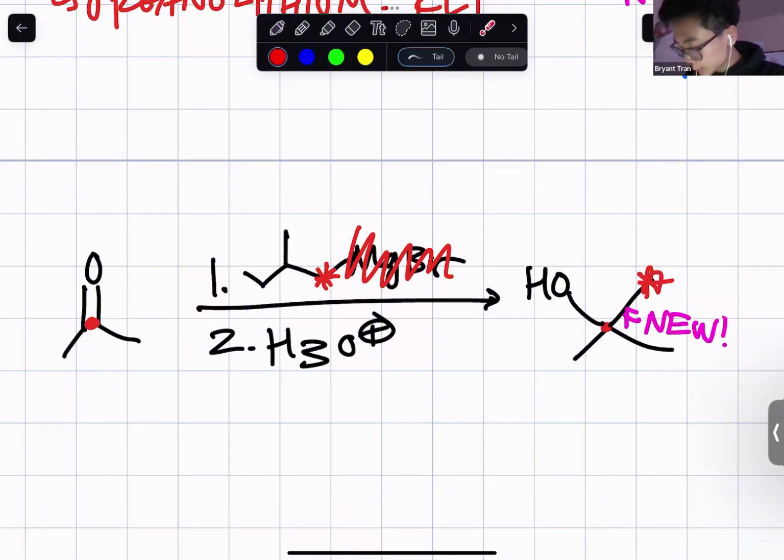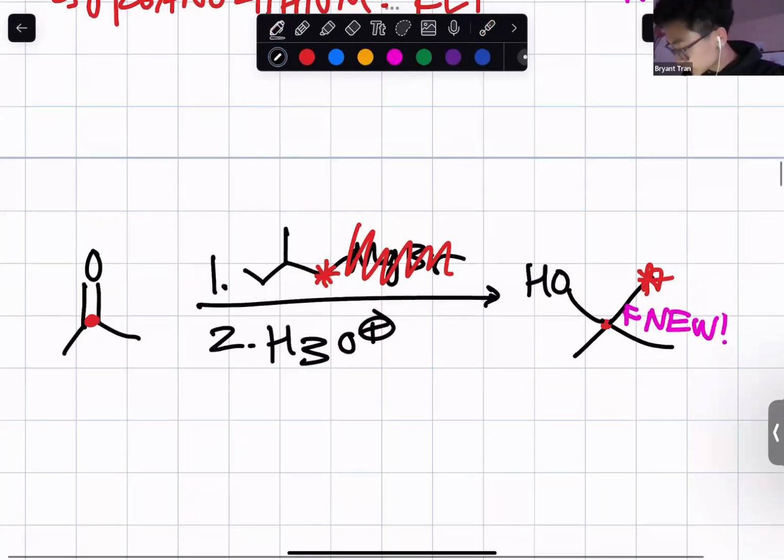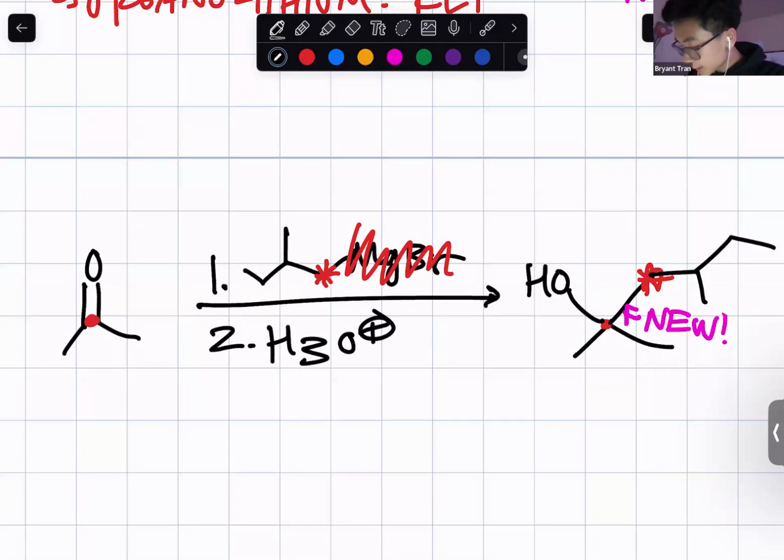Then we just attach whatever is attached to the star right here. This star is attached to a sec-butyl. So let's draw the sec-butyl out like this. Carbon out, methyl, ethyl, like that. Okay, so that's how you can predict the product quickly without doing the whole mechanism.